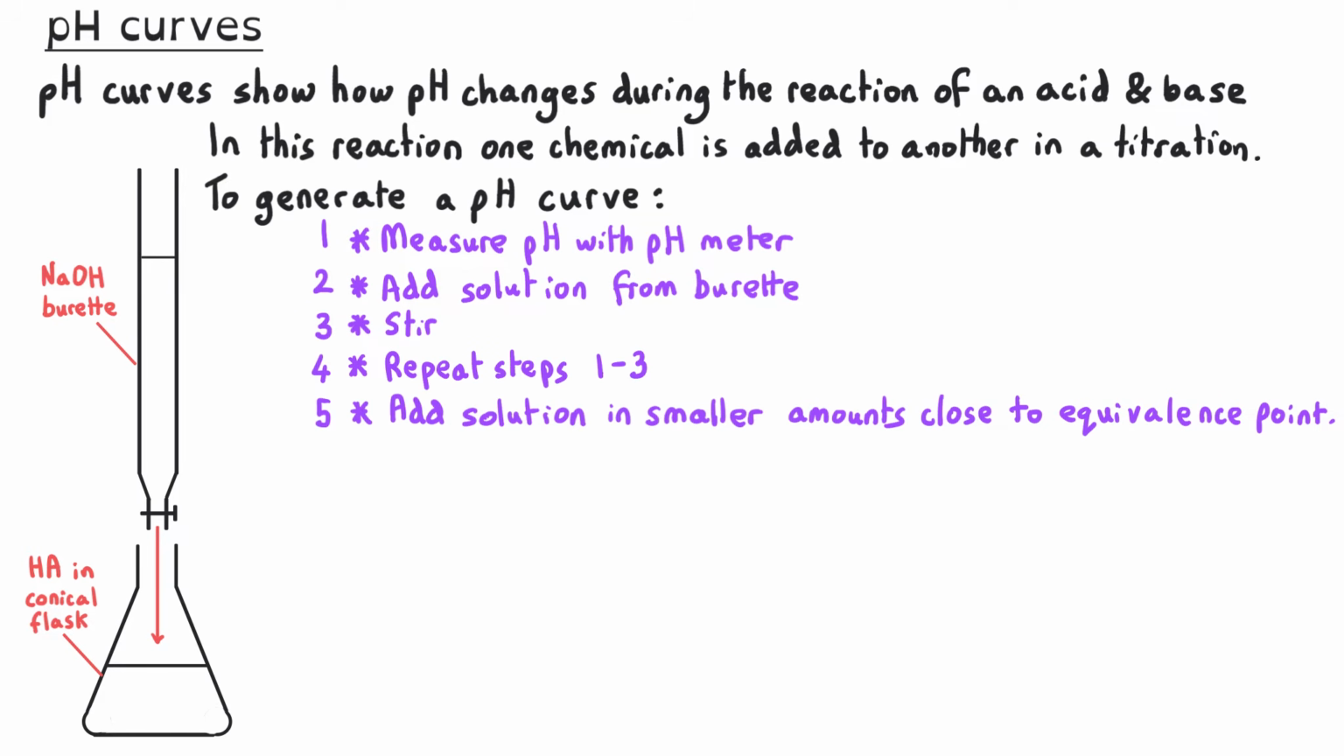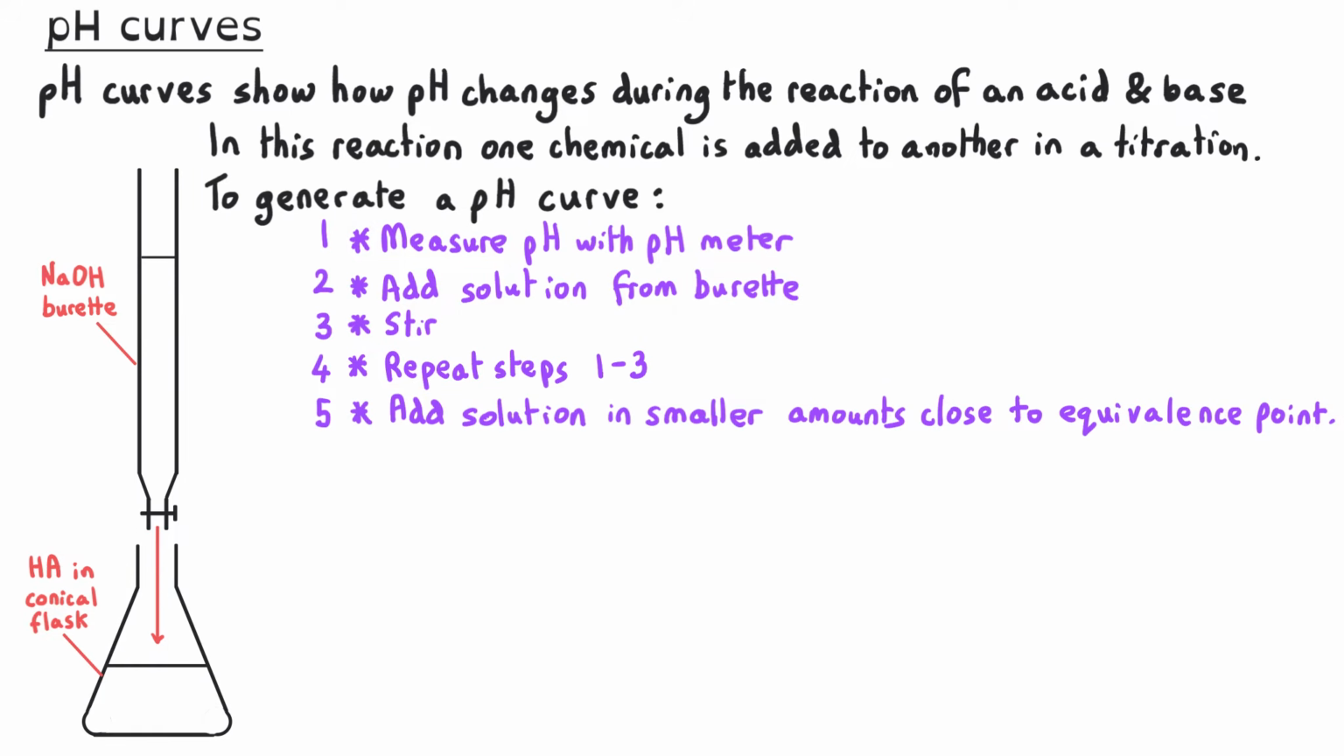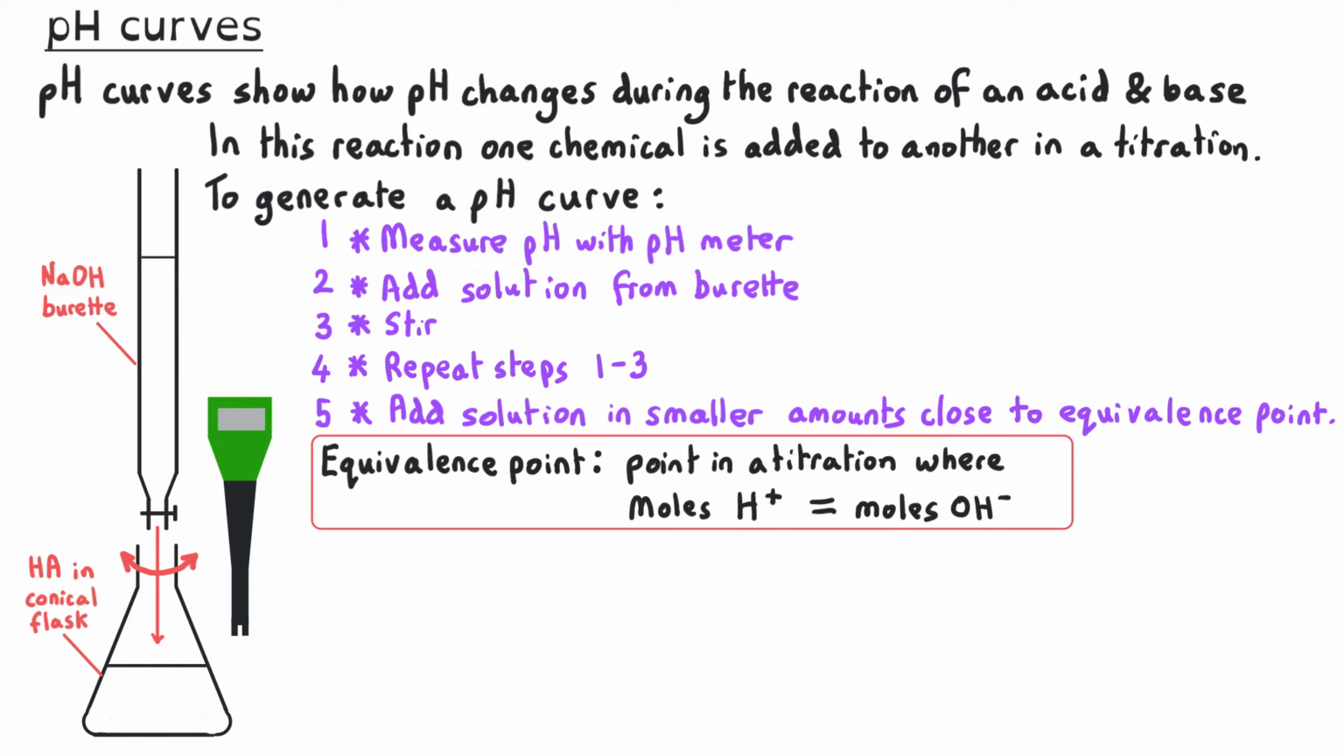And to generate a pH curve, you would measure the starting pH with a pH meter, or you might call it a pH probe, and then you would gradually add more and more solution from the burette, swirling every time you add some solution and measuring the pH every time you add more of your solution from the burette. And you would add the solution in smaller amounts the closer you get to the equivalence point for this titration. And this will give you a picture of how the pH changes as you add more and more chemical from the burette.